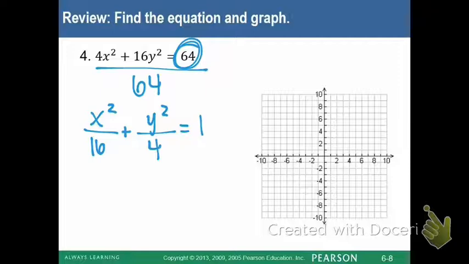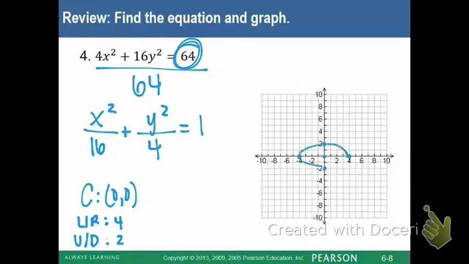And now this one is pretty simple. The center is at 0, 0. Underneath the x tells us left and right, so we're going to go left and right. The square root of 16 is 4. Up and down, take the square root of 4, that is 2. And there's our graph.